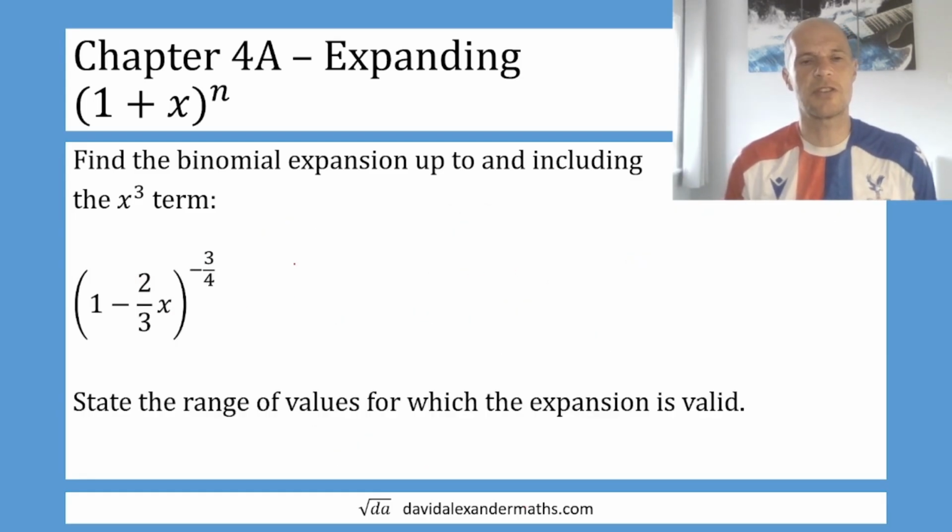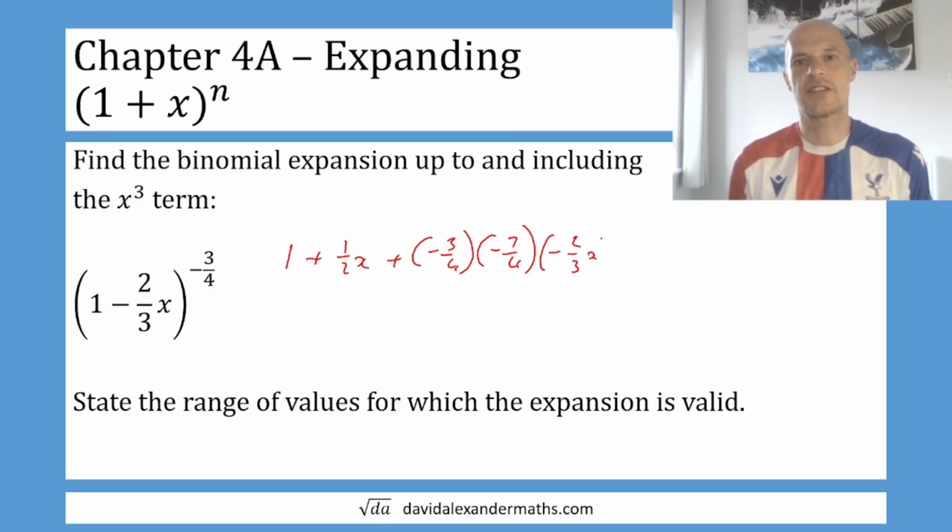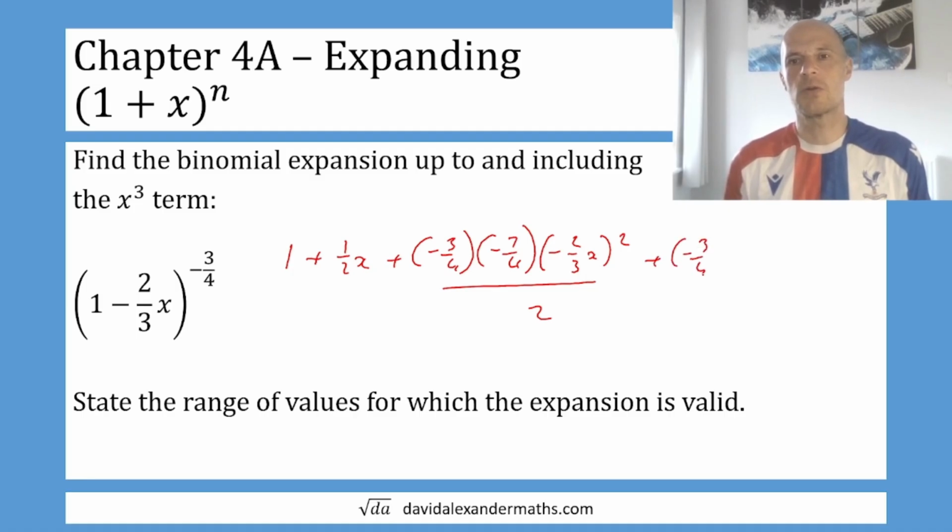Okay, here's another example. This time we've got some nasty fractions in front of the x here. In fact, a nasty fraction up here as well. So the first term is 1. The second term is minus 2/3 times minus 3/4. So that's going to be plus 6 over 12. So that's plus 1/2 x. Plus minus 3/4, take away 1, minus 7/4. And here it's negative 2/3 x all squared over 2. And the x cubed term is minus 3/4, minus 7/4, minus 11/4, minus 2/3 x cubed all over 6.